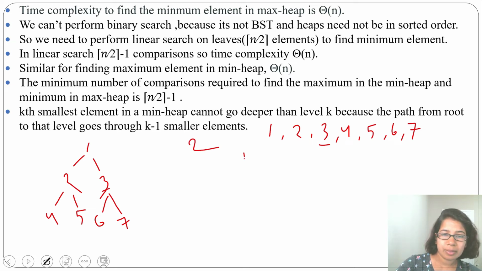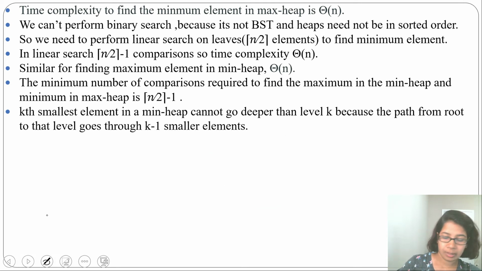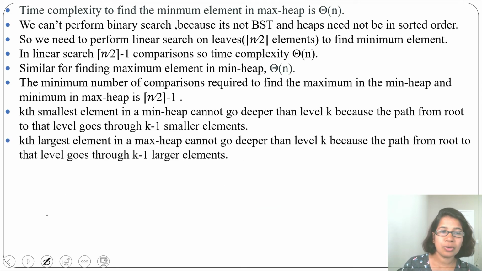Also you can design the min-heap like this: 1, 2, 5, 3, 4, 6, 7. Here 3 is at the third level. So the kth smallest element, here 3 is the third smallest element, cannot go lower than the third level. Same for max-heap also. The kth largest element in max-heap cannot go deeper than level k because the path from the root to that level goes through k minus 1 larger elements.